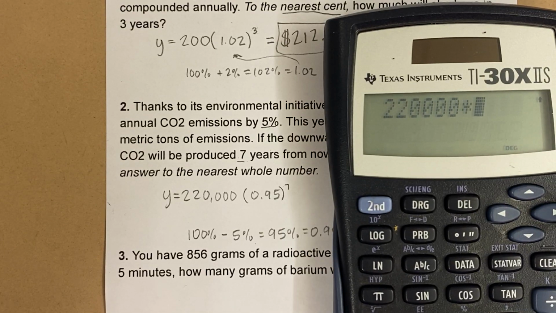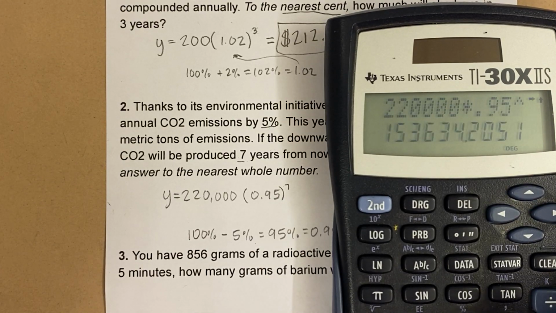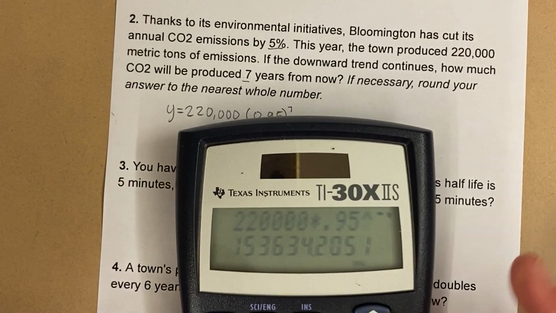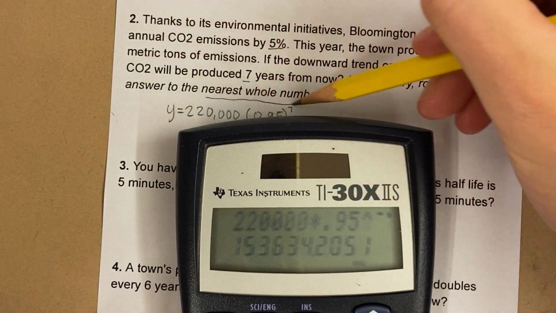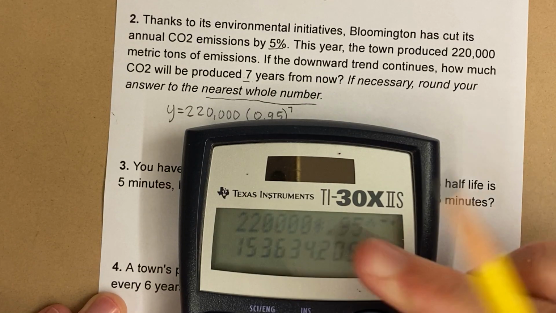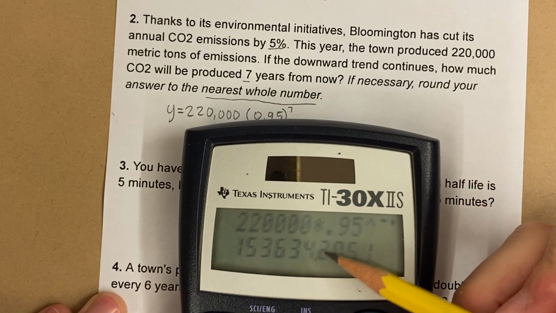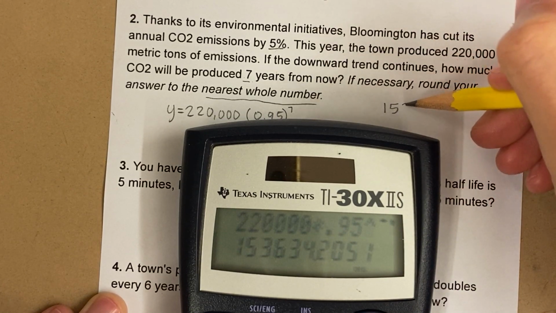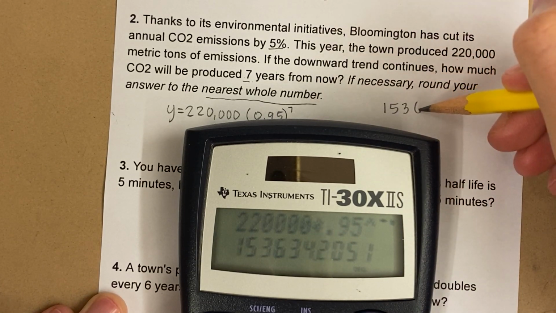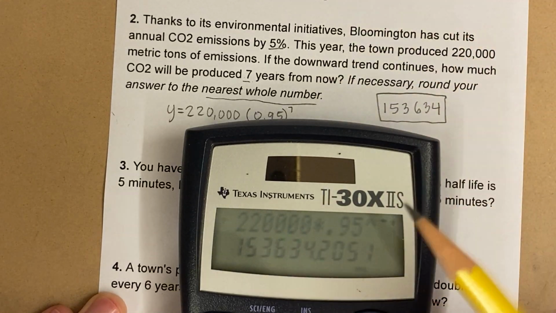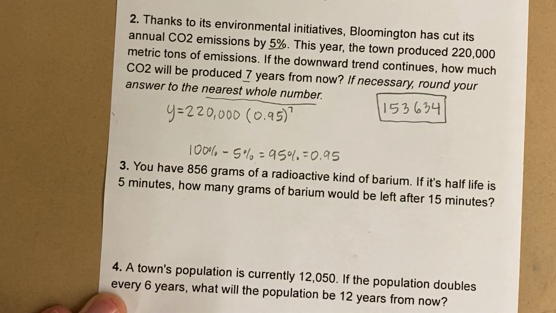220,000 times 0.95 to the power of 7. Okay, so in 7 years, we're going to be producing way less CO2 emissions. Now it says the nearest whole number, so make sure you're rounding correctly. Here, the nearest whole number is this without a decimal point. This is a 2, so it's going to round down. So this becomes 153,634. Okay, and that's metric tons of emissions or whatever it is.